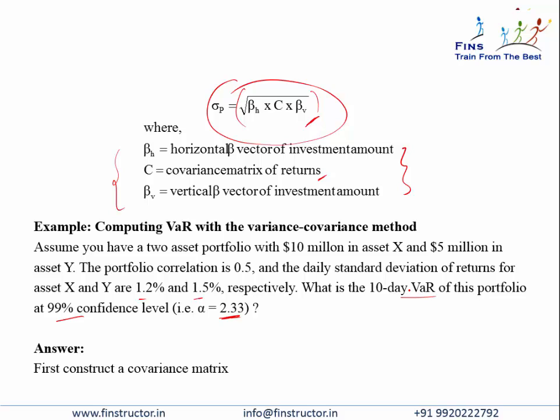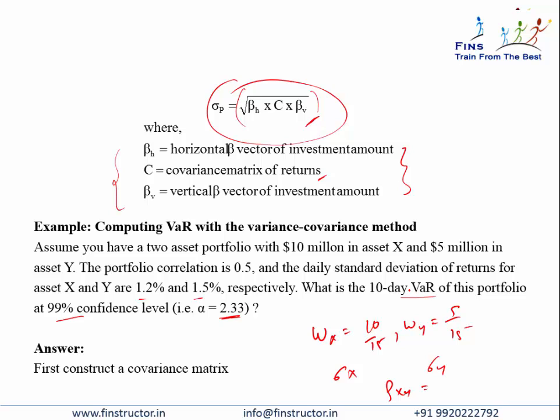So again, you can do it traditionally from the way you studied. What will be the weight of X? It will be 10 divided by 15. Weight of Y will be 5 million asset Y, so 5 upon 15. Sigma of X is given, sigma of Y is given, and the correlation between X and Y is given.